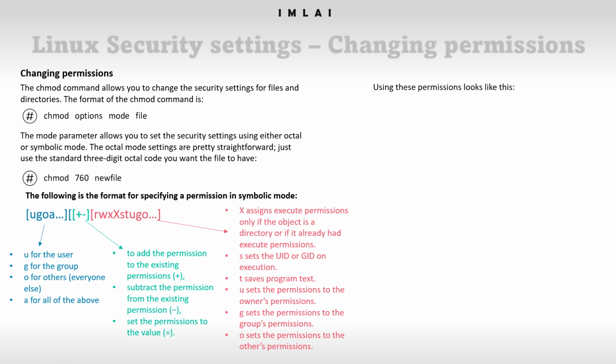Now, using these permissions looks like below. You can see that on the screen. The first example, chmod o+r, adds the read permission to whatever permission the everyone security level already had. O for others. So add a read permission to the others. That's it.